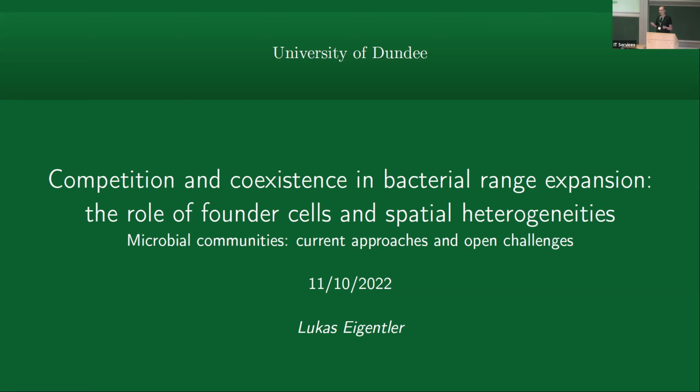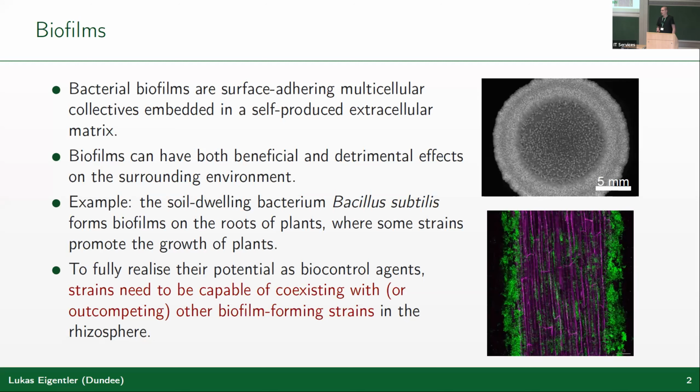In the title and the abstract, I also mentioned spatial heterogeneities. I most likely won't have the time to talk about this. But I guess most of you in the audience know what a biofilm is. If you don't, don't worry about it. All you need to know is that biofilms are dense collectives of cells that live in an extracellular matrix that they produce themselves. On top here, you can see an example of a biofilm grown on an agar plate in the lab. It's Bacillus subtilis. Many different bacteria species form biofilms, and therefore they occur in many different environments.